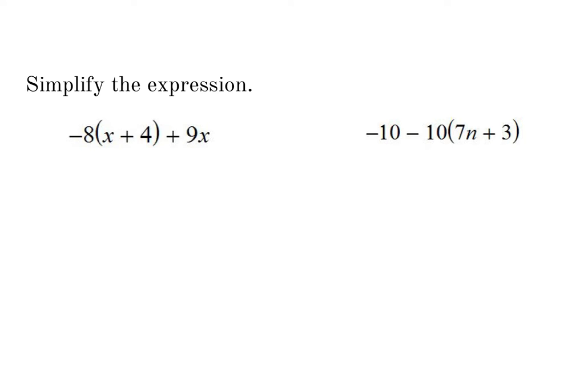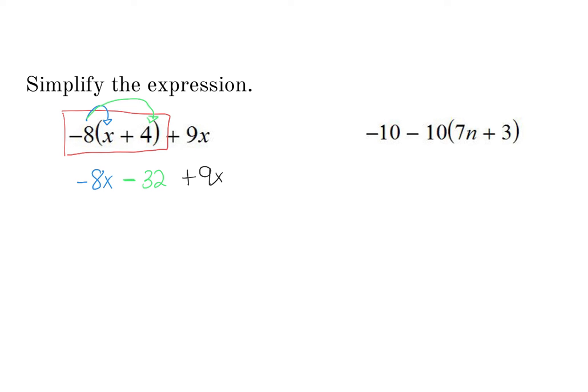So let's take a look at two examples. Remember, we want to distribute first. So I want to focus on this part of the problem first and ignore that 9x. So what is negative 8 times x? Well, that is equal to negative 8x. What is negative 8 times 4? Well, that is equal to negative 32. And now I'm going to bring down that 9x that I ignored.